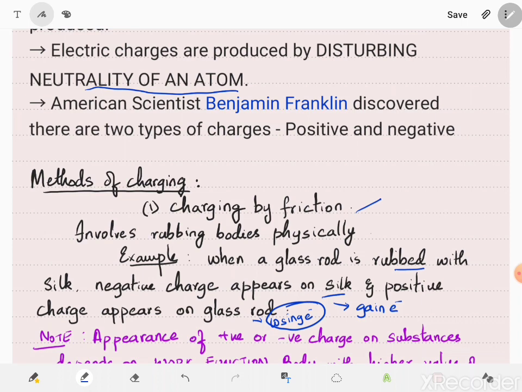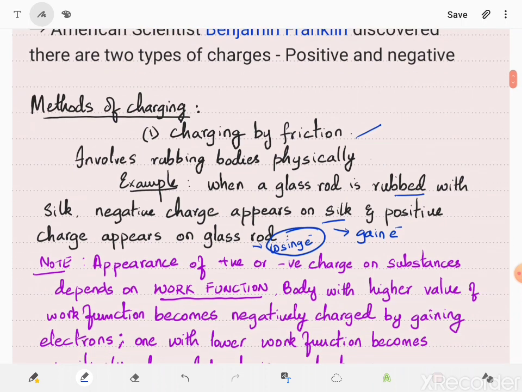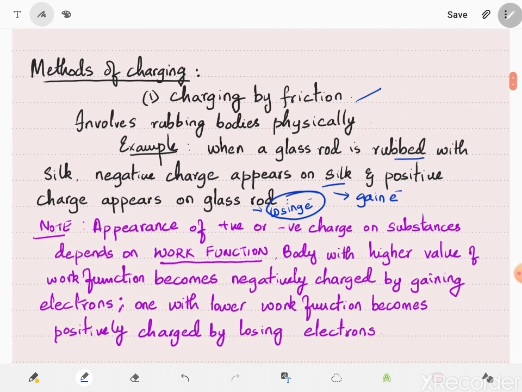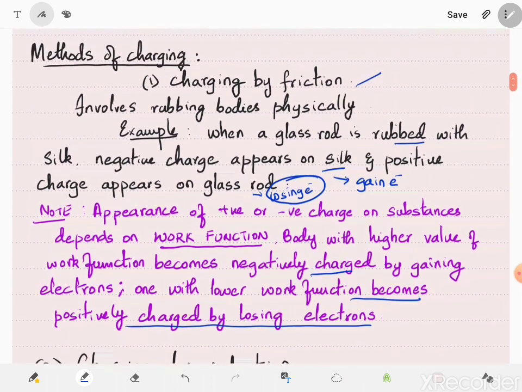Right? So one of the things about charging by friction is that one substance gains electrons while the other substance loses electrons. An equal number of electrons are lost and an equal number of electrons are gained, right? Now, the appearance of this positive or negative charge on substances depends upon a parameter called work function. The body with a higher value of work function becomes negatively charged by gaining electrons. One with a lower work function becomes positively charged by losing electrons. Now, this is the first method.